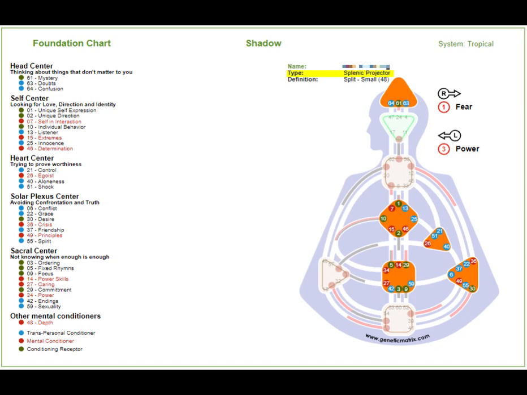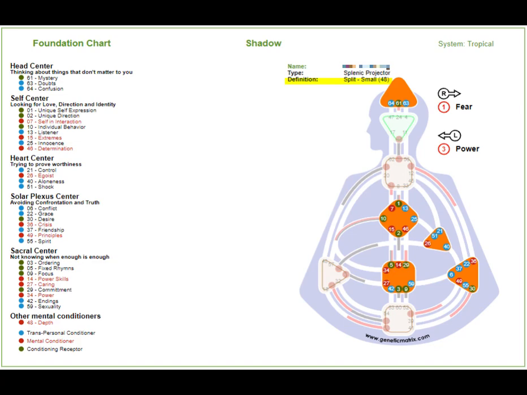And then below that is the definition. Again, definition is very important relative to the shadow. You will hear this called the not self as well. But the mind, when it's making decisions for your life, a definition, especially a small split definition, is something very, very important for that not self mind. Very, very important to do something about that.